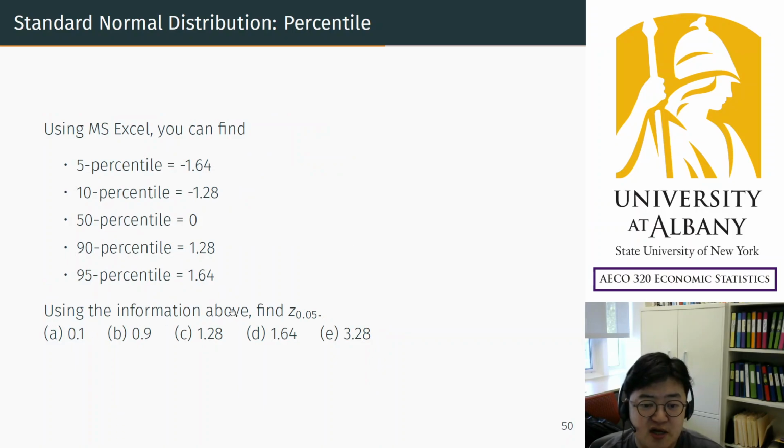Then can you try this just to get used to this notation? Find, based on the percentiles, which is the Excel function, but you will need to find top 5% value. It's simple. The answer is 1.64. So when I say top 5% value on Excel, you have to find 95 percentile from the bottom. That is the confusing notation. Okay.